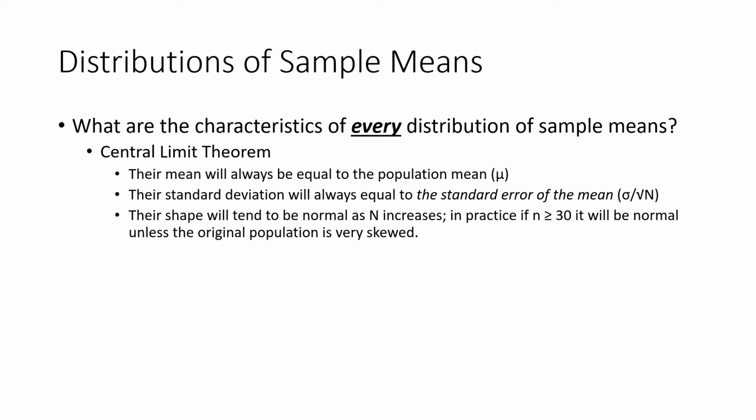Now, if the population is very, very skewed, then you might need a bigger sample. But generally, around 30 will yield you a normal distribution of sample means, even if the original population is somewhat skewed.